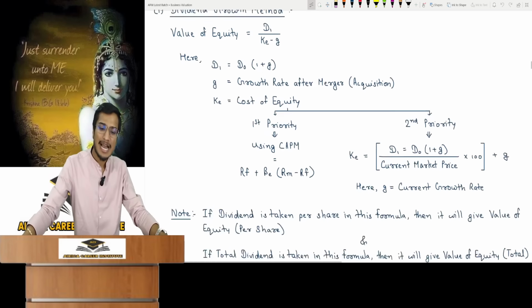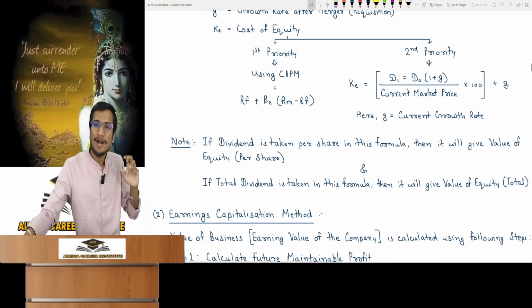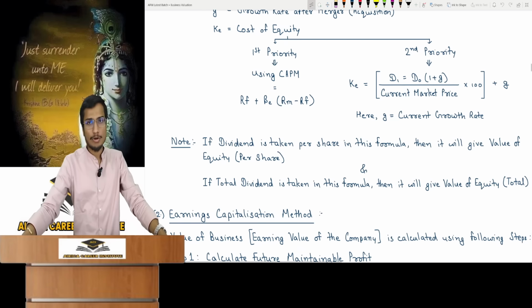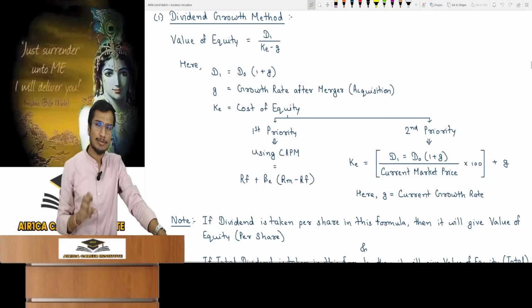It's a simple point you need to remember, because in the exam, whatever is asked, if it's per share, take dividend per share, and if total is asked, take the total dividend amount. The value of equity is total. This was your dividend growth model. So you've understood the dividend growth model. It was an earnings-based model.